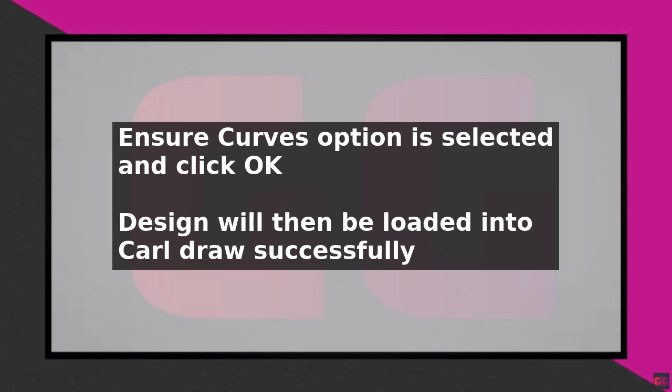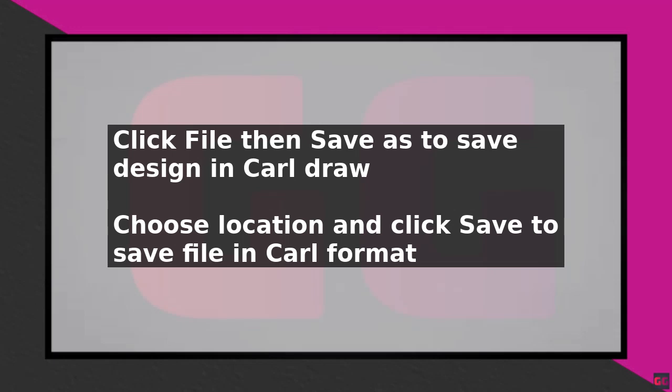To save the file in Coreldraw format, click on File again, and this time select Save As. You can choose to keep the original file name or change it, and the file type should be set to Coreldraw CDR by default. Leave the other settings unchanged and click OK.